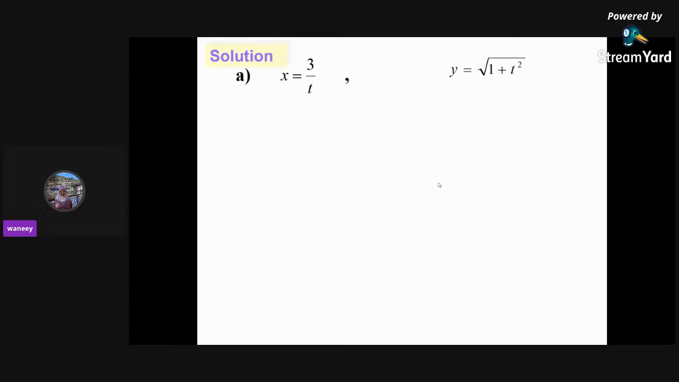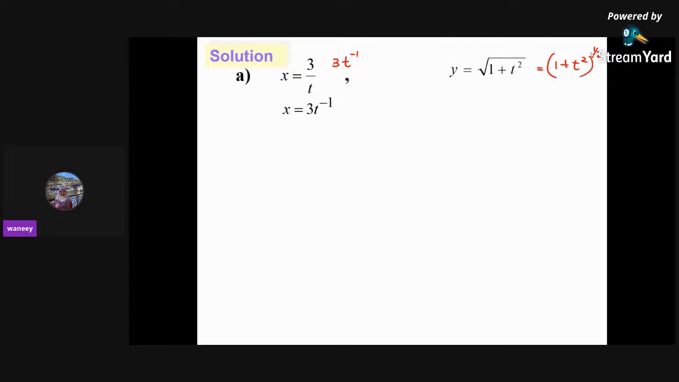So x is equal to 3 over t. Normally, I prefer to use the power rule, so I'm going to bring this one up. So this is 3t to the power of negative 1. For this one, I'm going to change it to become 1 plus t squared to the power of half. Then for this one, we bring the power down and deduct 1 from the power, but then don't forget you should multiply with the derivative of 1 plus t squared.